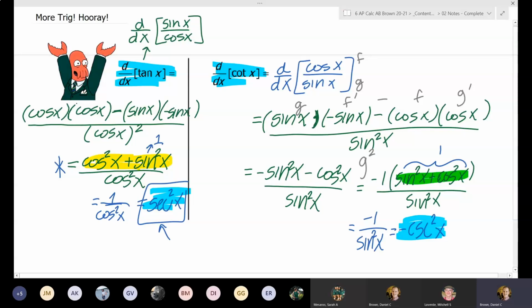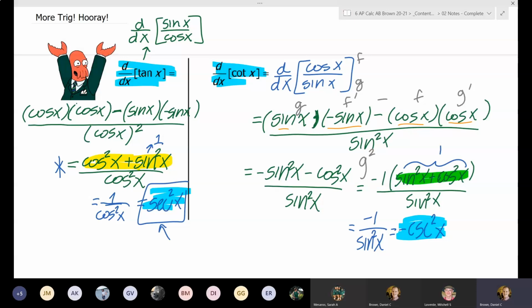So there's my work. So I have the derivative of cotangent. Cotangent is cosine over sine. So I have low d high less high d low. Remember, the derivative of cosine is negative sine. All over the bottom squared.